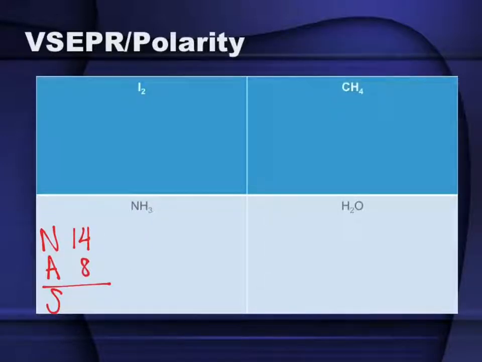How many? 8 are available. So that difference divided by 2 means we have 3 bonds. Who goes in the middle? N. We have H, H, and H. Draw in your bonds, where each bond is 2 electrons. So 2, 4, 6. We've used 6 electrons. All of my H's are happy. I have 2 electrons left over. Where do they go? On the nitrogen.